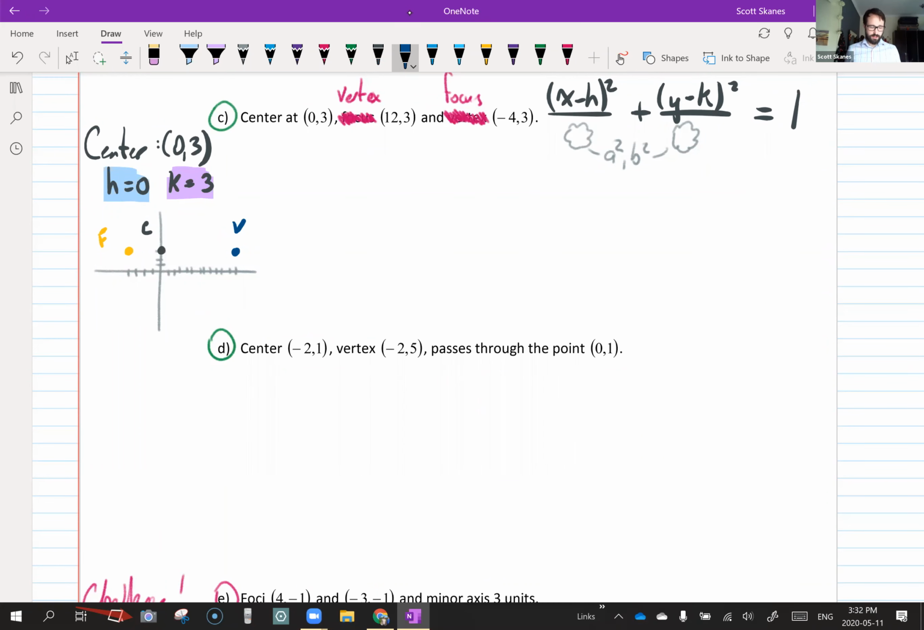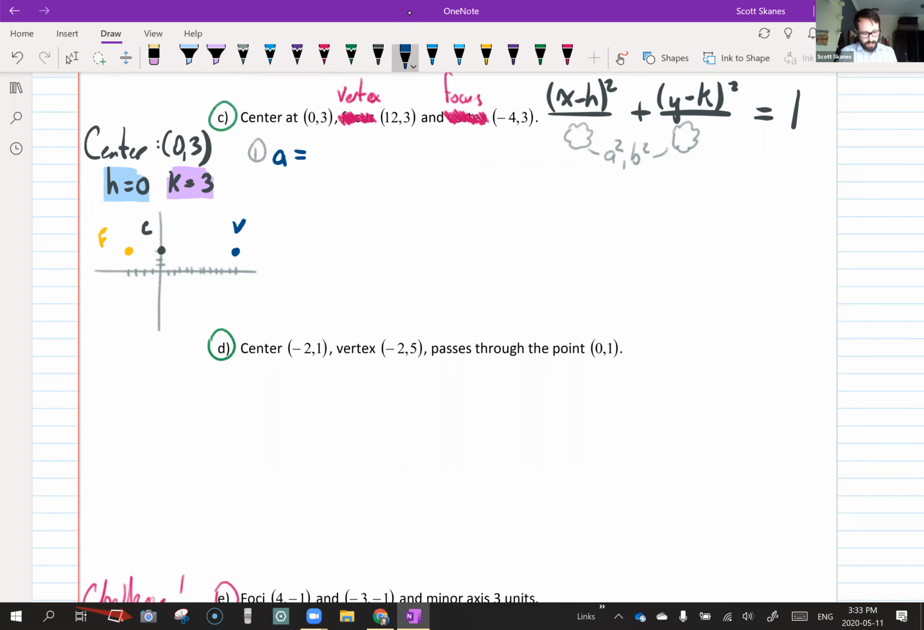Believe it or not, that is enough information for me to solve this question. Because given the center and the vertex, I can get A, because A is the distance from the center to the vertex. Not the co-vertex, but the vertex. And the distance from the center to the focus is C. If I know C and A, I can get B. So let's go step by step, okay? First step, let's try to get A.